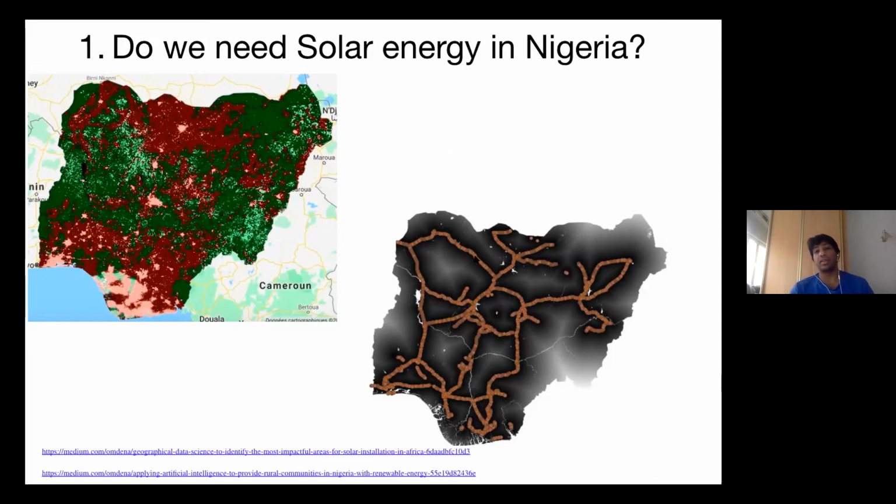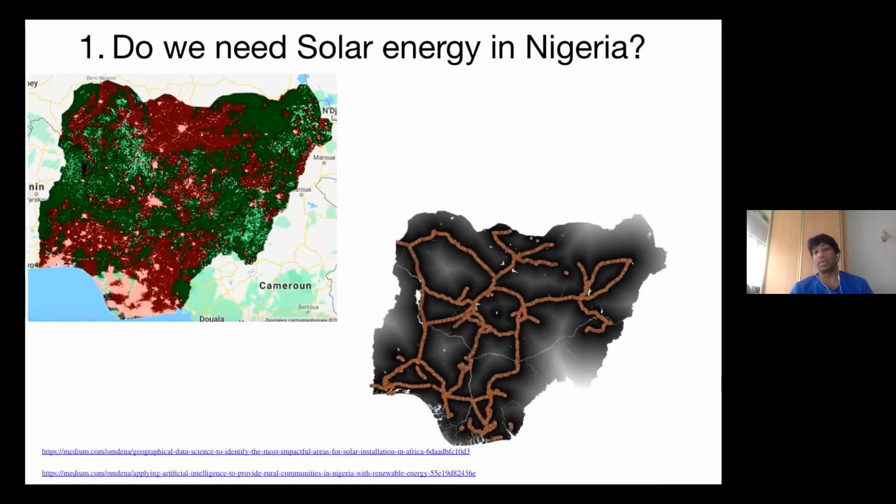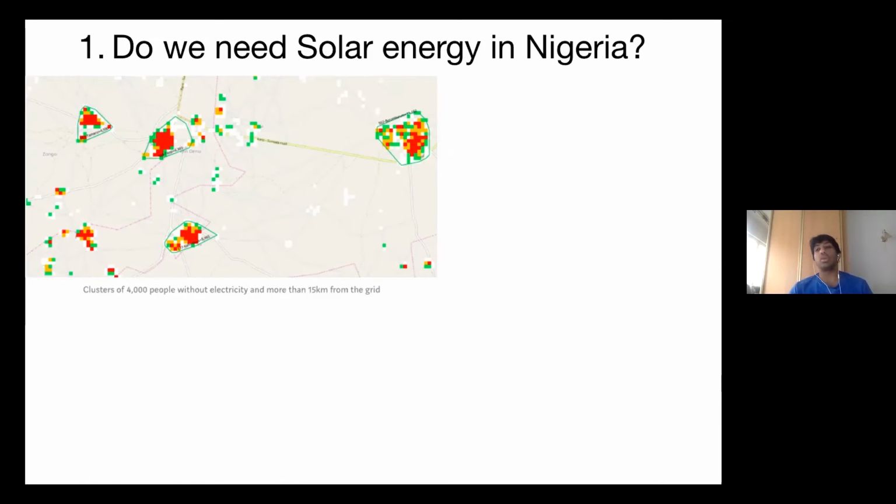And the second analysis, on the right bottom, is the national grid, how the electric grid looks. Again, collecting the data was a challenge. It's not like this data is available somewhere. So we had to find very innovative ways, but we managed to build that map. And what we had to do was identify clusters of 4,000 people without electricity, meaning dark at night, in areas that are more than 15 kilometers from the grid. So even if the government says, okay, we will improve our coal power because we have a lot of coal, these people will still not get electricity because they are not on the grid.